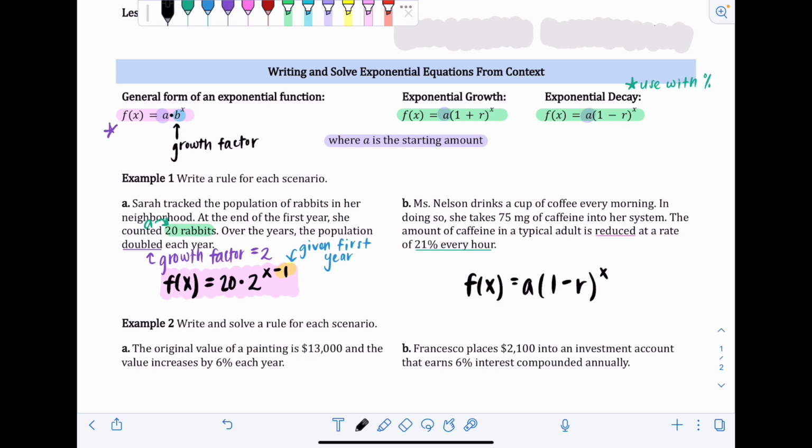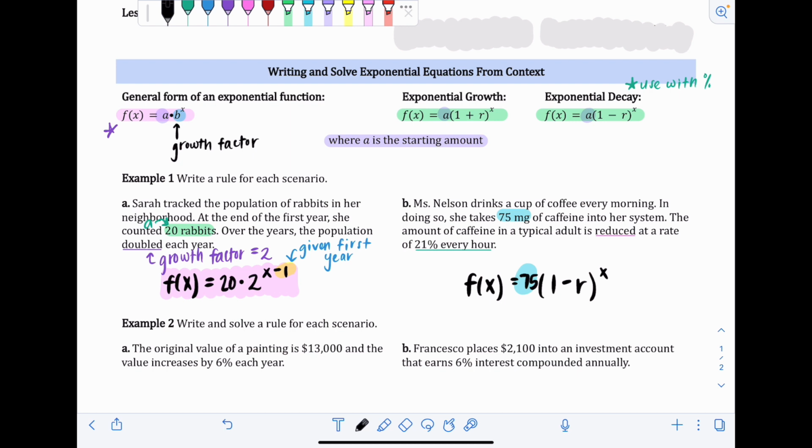So a we know is that starting amount. If we look back through the problem, the second sentence says, in doing so, she takes 75 milligrams of caffeine into her system. So she starts with 75. So 75 is going to have to go in for a. So we'll put 75 in for a. And then we also need to put something in for r.